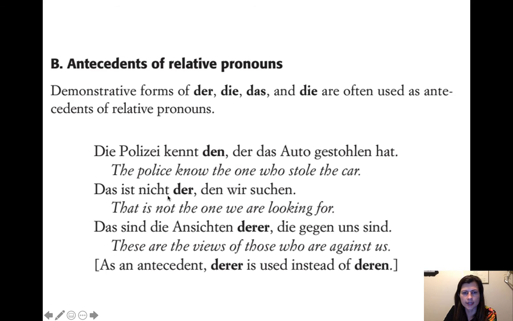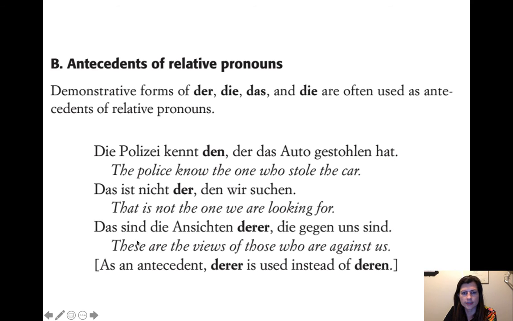Das ist nicht der, den wir suchen. So, that's not the one we're looking for. Das ist nicht der. That is not, and it's in the nominative because it's a predicate noun. So this is not the one we are looking for. Imagine if you had der Mann: Das ist nicht der Mann, den wir suchen. This is not the man that we are looking for. But we're leaving Mann out. We're replacing der Mann with just der and emphasizing it.